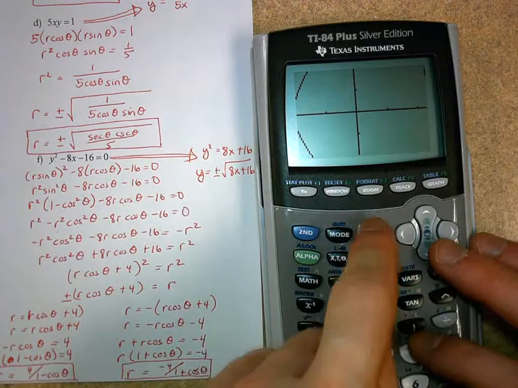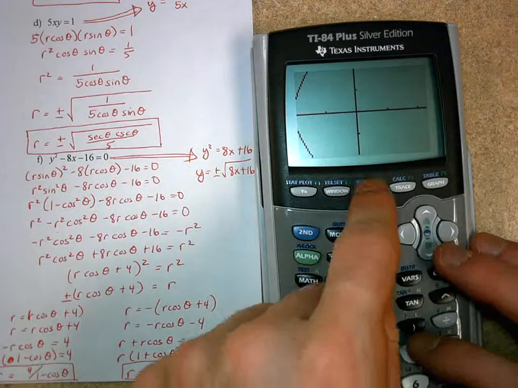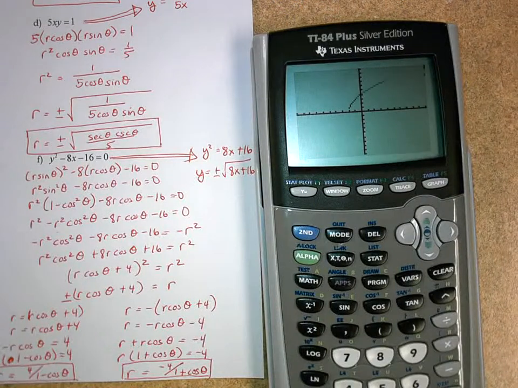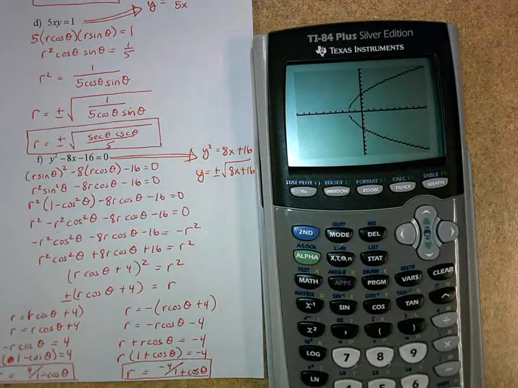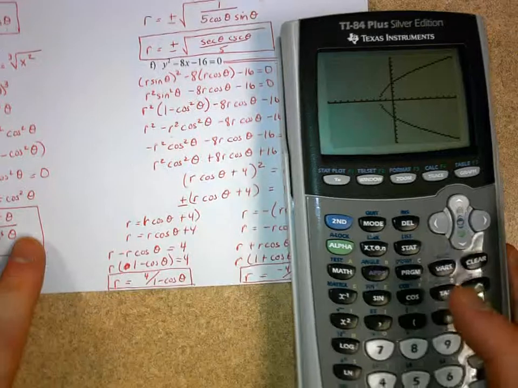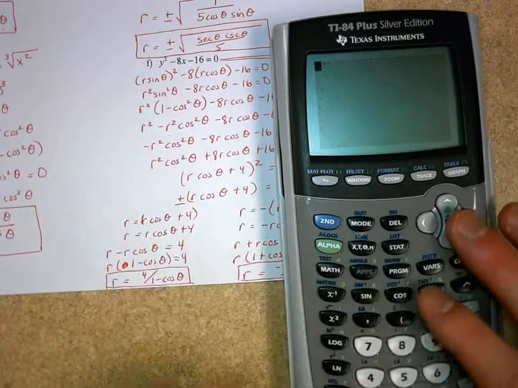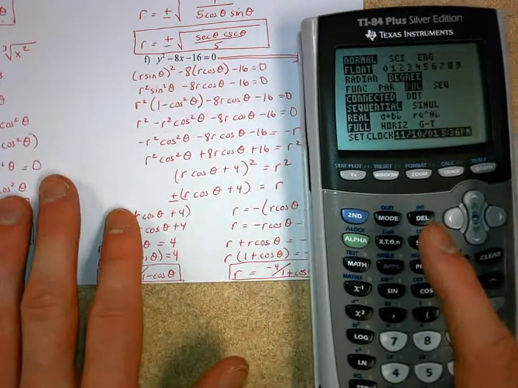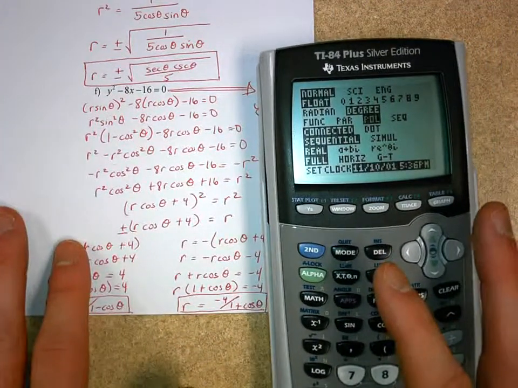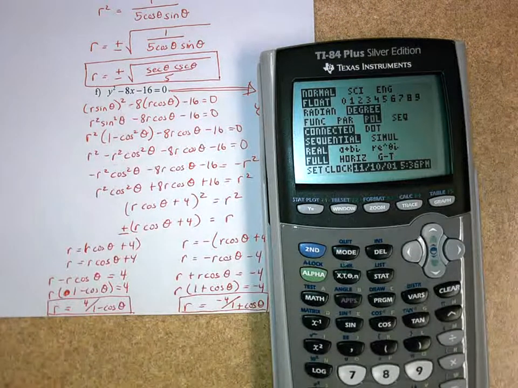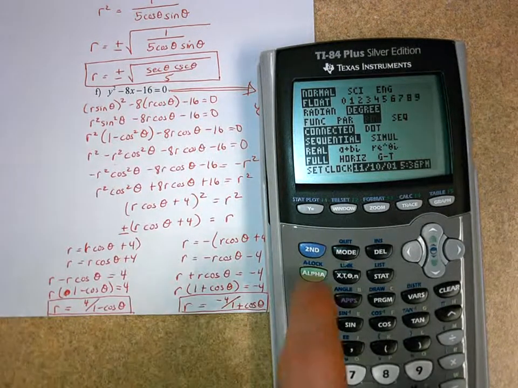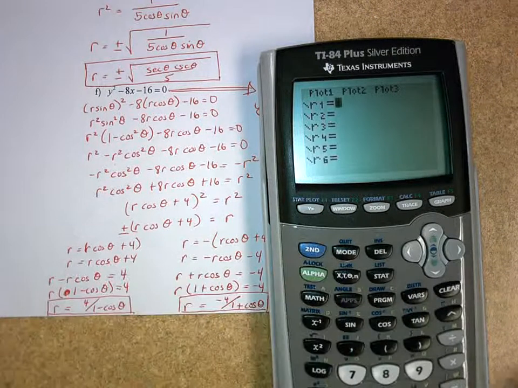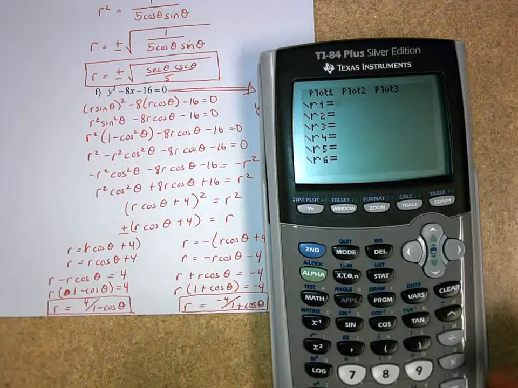Can't really see that too well. So let's go back to zoom and choose number 6, zoom standard. And sure enough, there I'm going to have that sideways parabola that we predicted. So we'll change our mode. We'll head back to polar mode. And I want to plug in these two equations now. My 4 divided by 1 minus cosine theta and my negative 4 divided by 1 plus cosine theta.